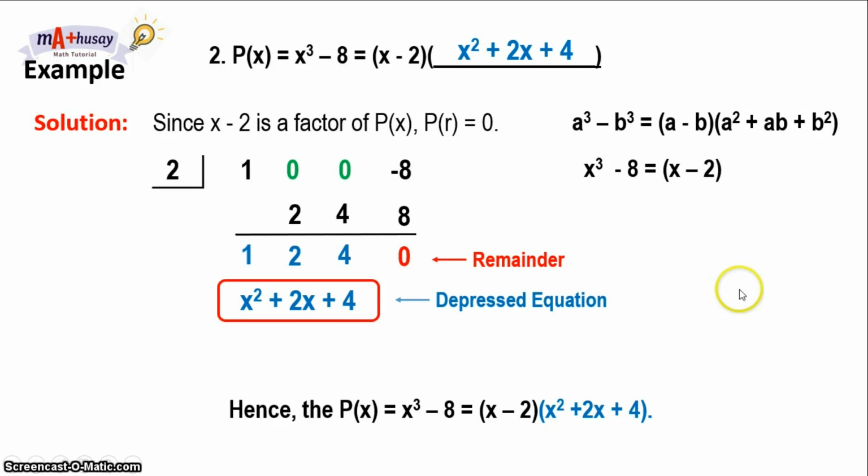If a is equal to x and b is equal to 2, then the other factor of x cubed minus 8 will be x squared plus 2x plus 4. So if you know this rule, even without using synthetic division and factor theorem, you can factor P of x.